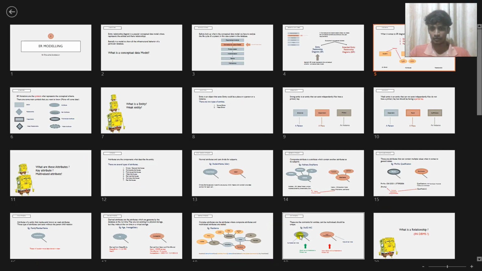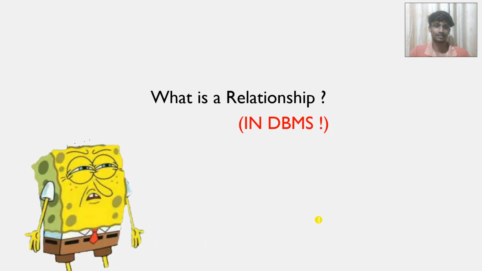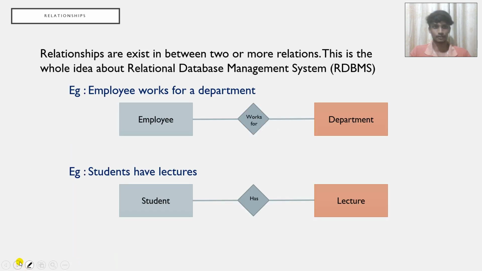Okay, so what is a relationship in DBMS? Relationships exist in between two or more relations. This is the whole idea about relational database management systems, which we generally know as RDBMS. Okay, in here I have given some examples. The first one is: employee works for a department.